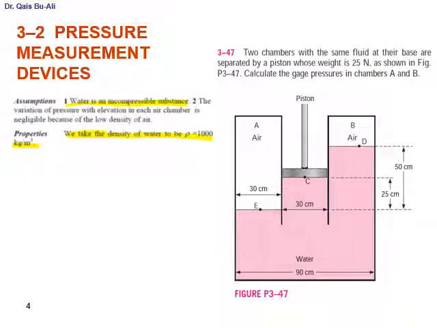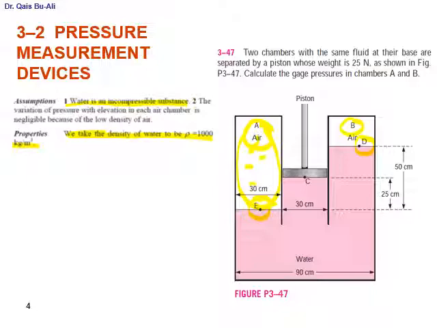Then the second thing is, as we said before, any 2 points chosen in a static fluid at the same elevation, connected by the same fluid, will have the same pressure. And the third important assumption is that in air, for example in this chamber, if you choose any point here or there, the pressure will be the same. So the pressure in chamber A is the same as the pressure at point A, and the pressure in chamber B is the same as the pressure at point D. Those are the three main assumptions that we have to consider.